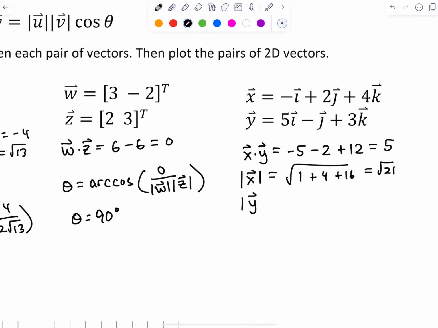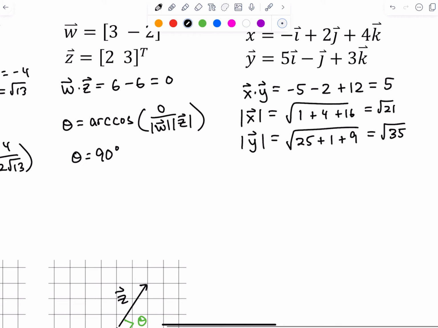The magnitude of vector y is equal to the square root of 5 squared is 25, negative 1 squared is 1, and 3 squared is 9. So we get radical 35. And we wind up getting that theta is equal to the arc cosine of the dot product, which was 5, divided by each of these magnitudes, rad 21, rad 35. And technology gives us an answer that is about 79.4 degrees.